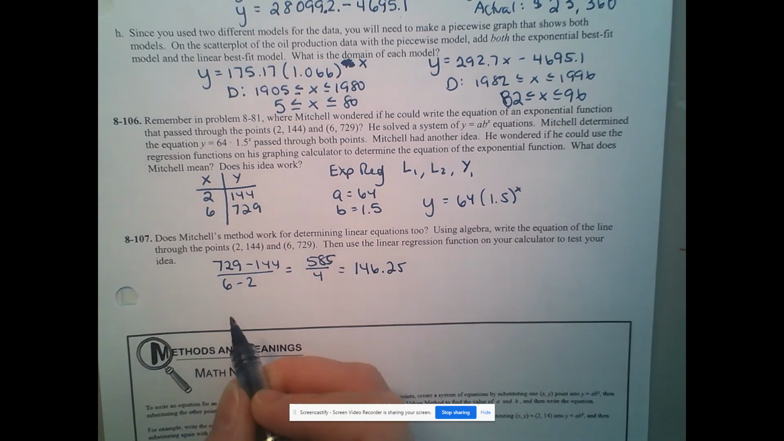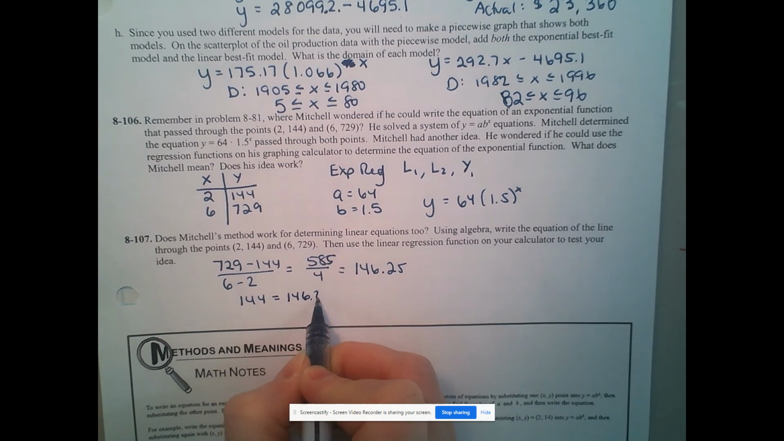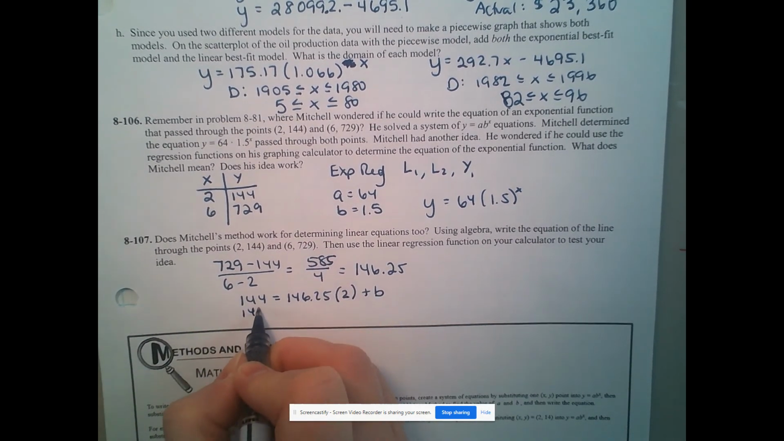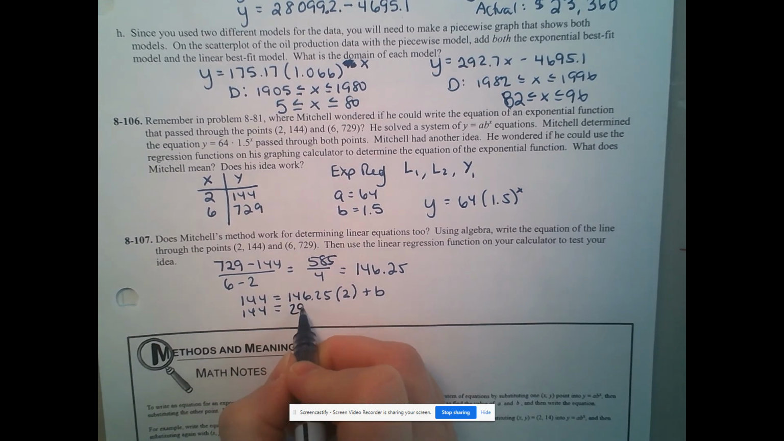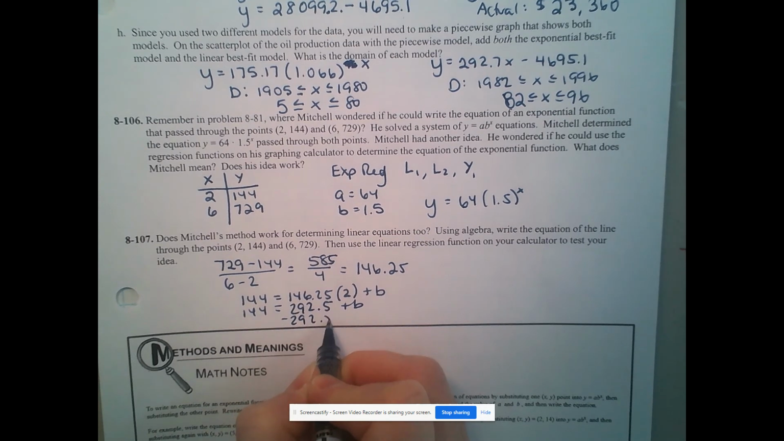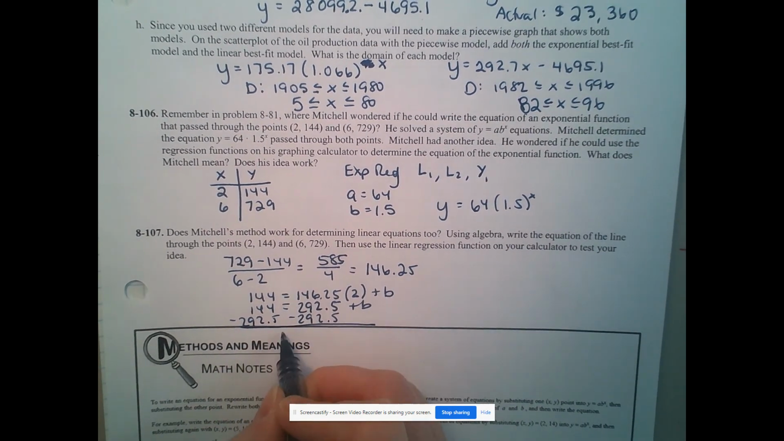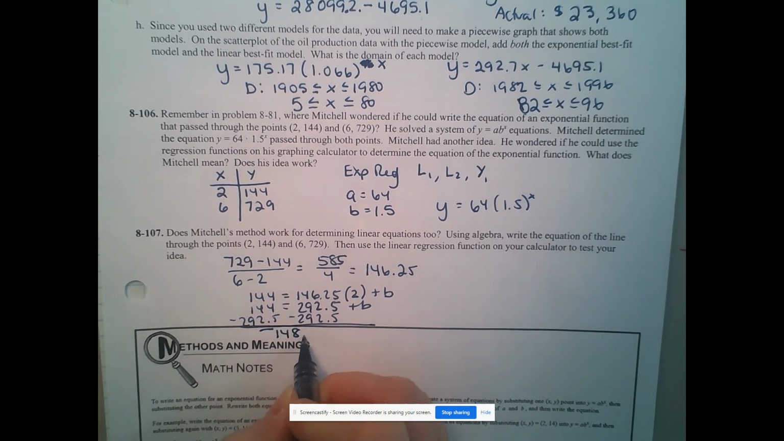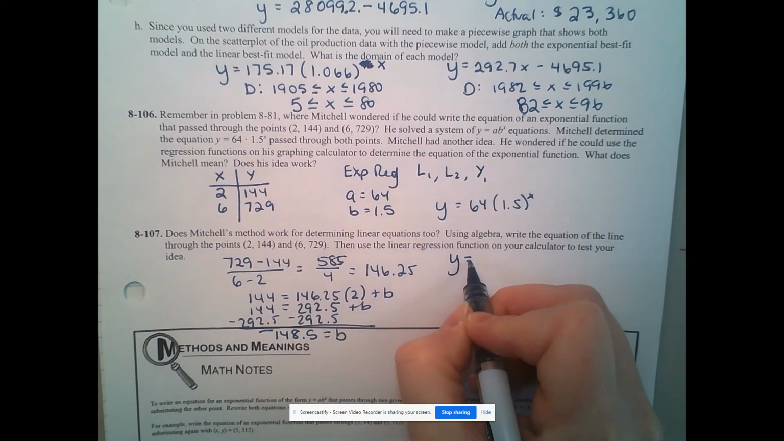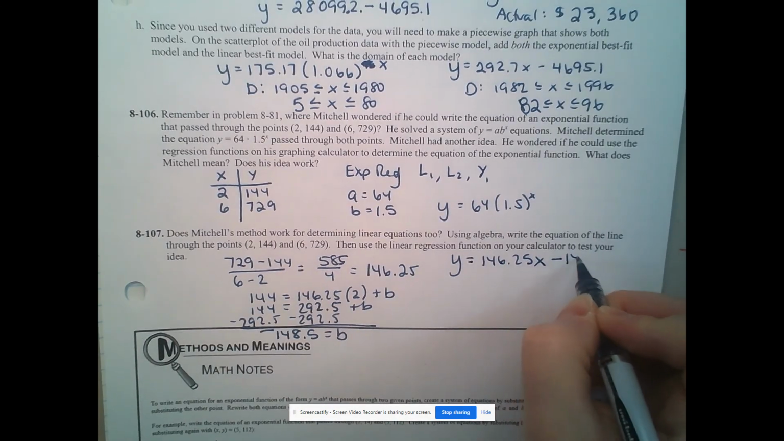We could do 144 equals that slope times the x value 2 and solve for our b value. This is going way back to even 8th grade where we were solving for the slope and the y-intercept, and we would get negative 148.5 equals b. So we could write our equation y equals 146.25x minus 148.5.